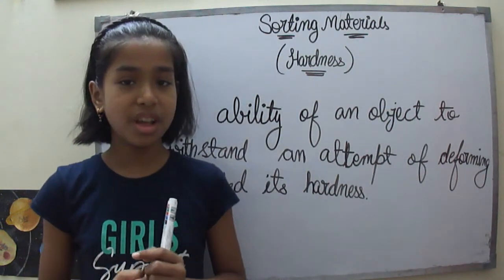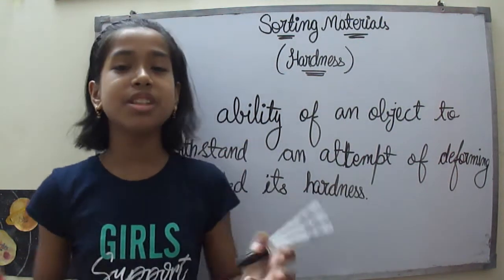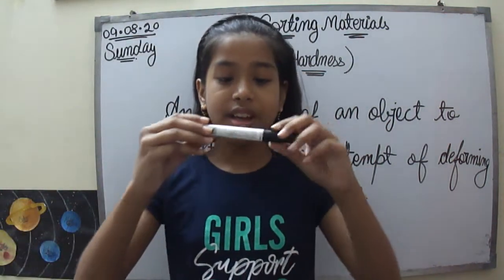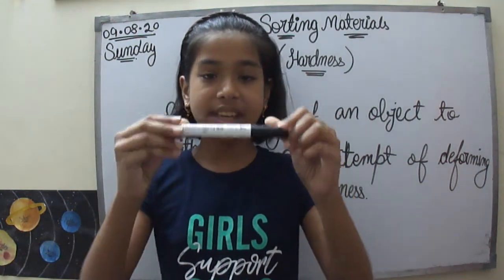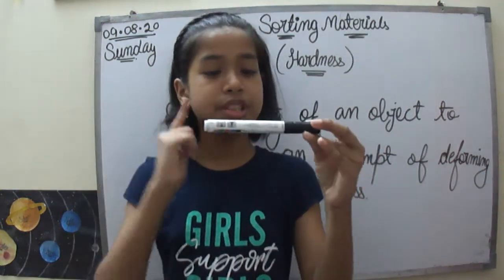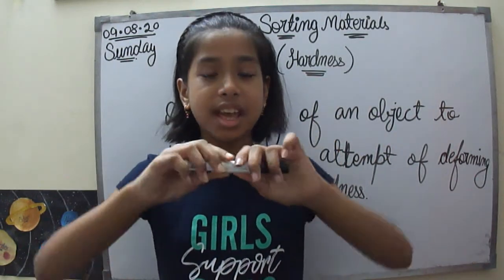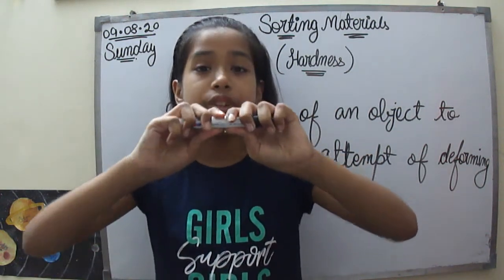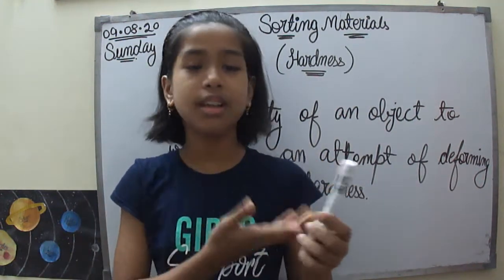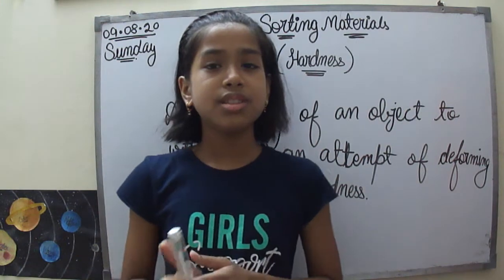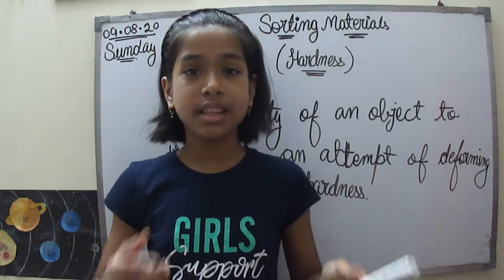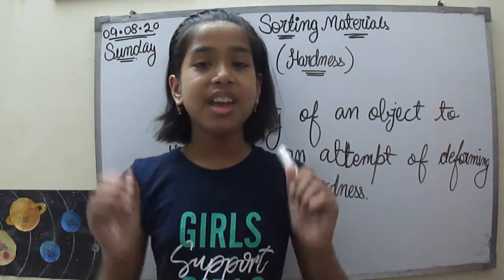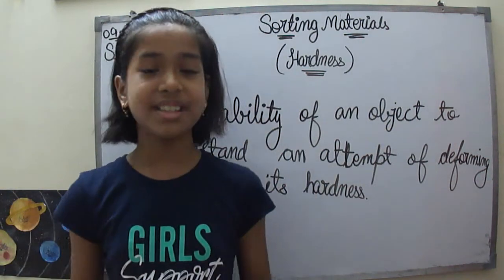What do you mean by deforming? Deforming means changing its shape, right? Hardness is defined as an ability of an object. Let's take the example of this marker: the ability of this marker to withstand an attempt of deforming it. If I try to deform it and it doesn't deform, that means it is a hard substance. So the harder it is, the more ability it has to withstand an attempt of deformation. That's the definition of hardness. I think that it is clear.